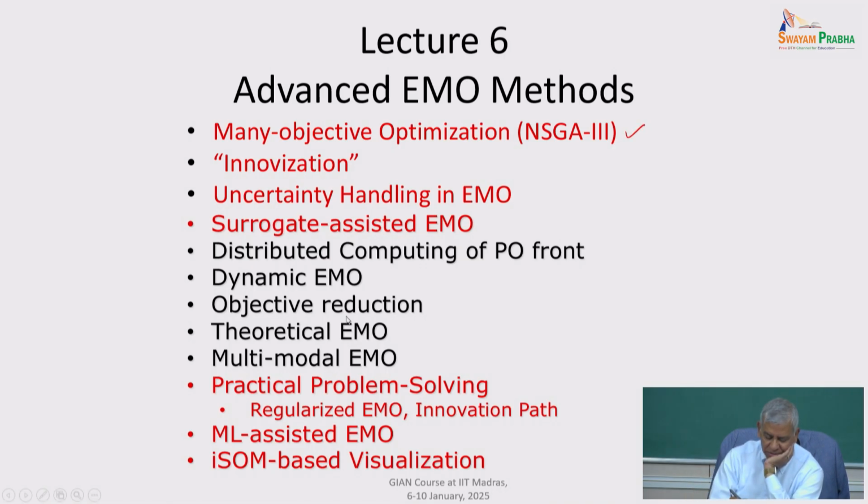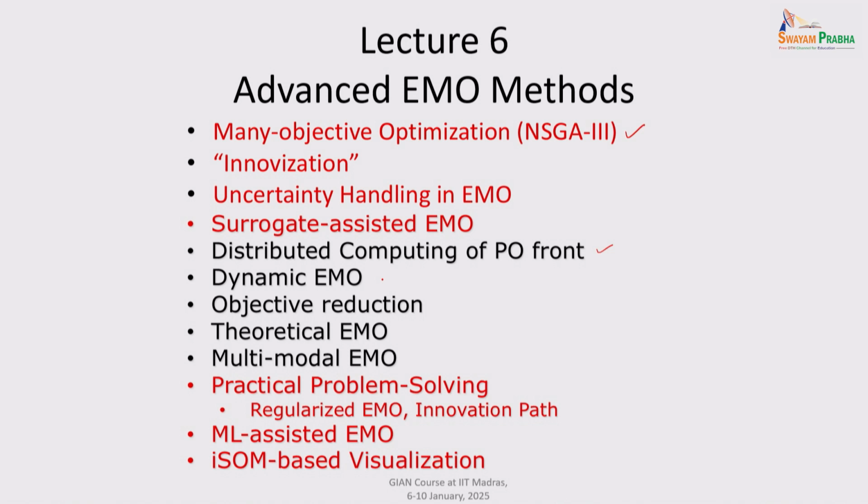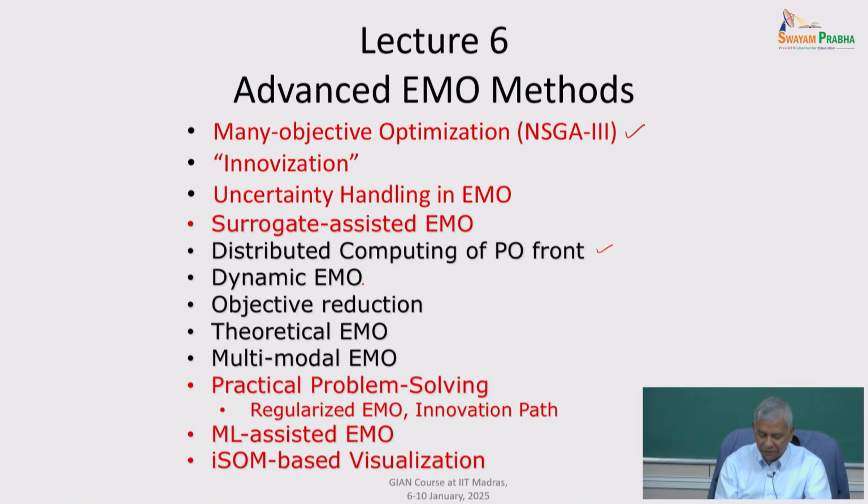All the other things that you see, some of them I put in black, we're not going to do, we'll probably not have time. I will already talk about distributed computing, right, with different cones. Then there is dynamic EMO where the Pareto front is changing. The problem is changing with time. We also have ways to solve them. You find some objectives are correlated to each other, so you can reduce the objectives. So that's something that can also be done.